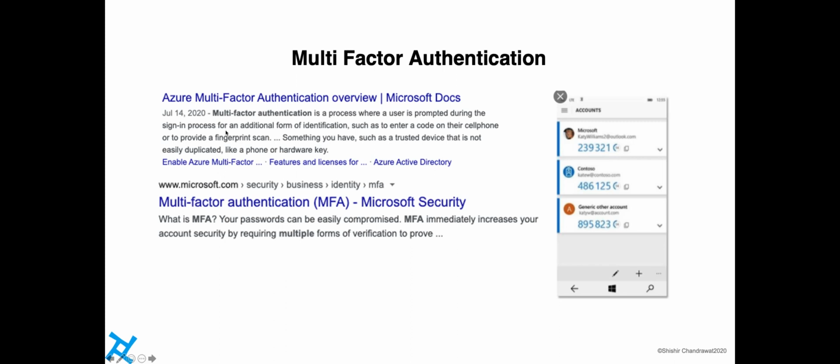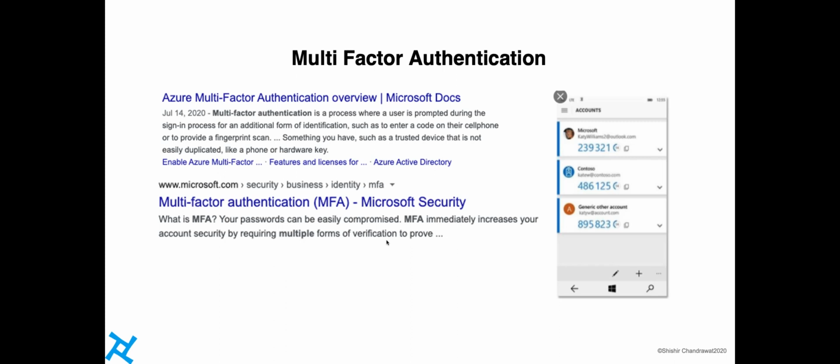So what happens is, we set up, there is an application called Microsoft Authenticator. You can download it on your phone. This is how it looks like. We'll just read this definition as well. What is MFA? Your passwords can be easily compromised. MFA immediately increases your account security by requiring multiple forms of verification to prove. So as soon as you log in, and everybody of us has experienced MFA in some form when we have logged into our bank website or other places where it asks you to provide a second factor of authentication, and just because you know your password, it doesn't let you log in. So that's what MFA is.